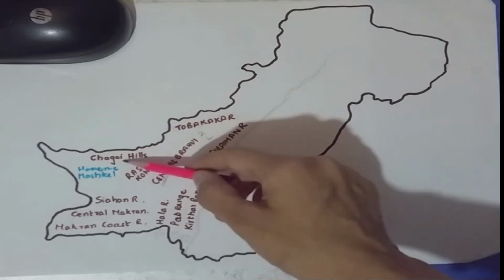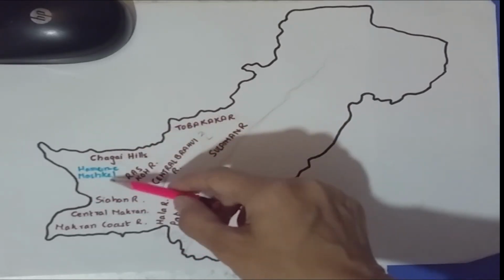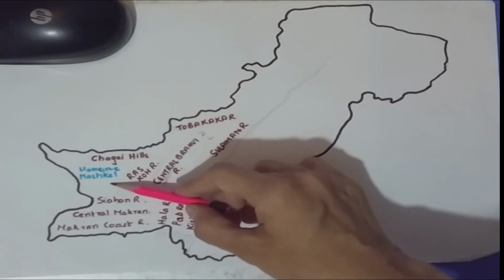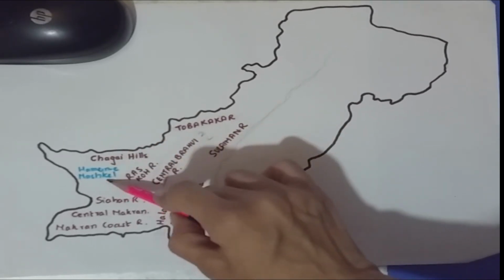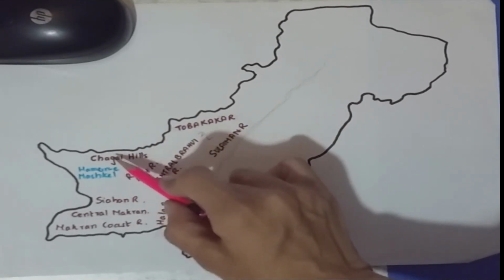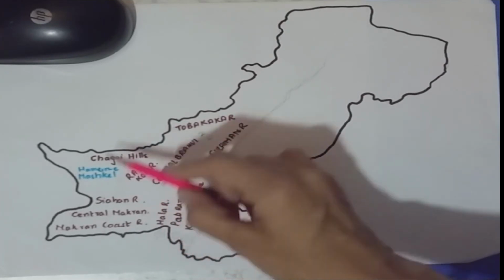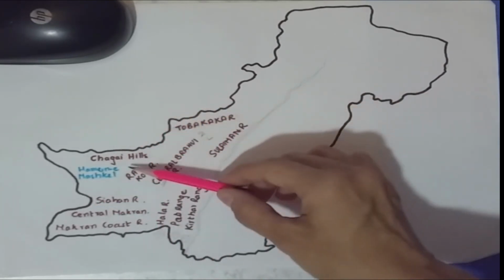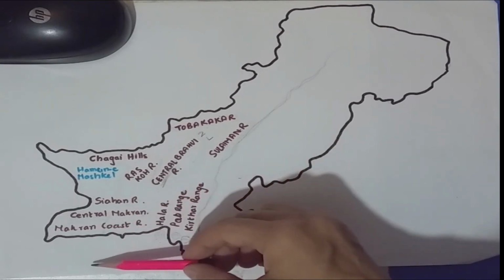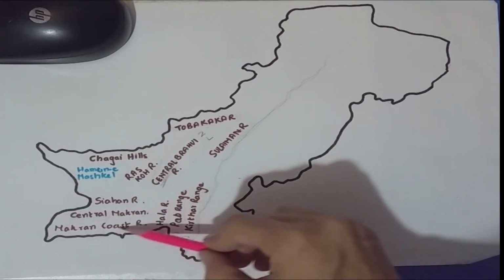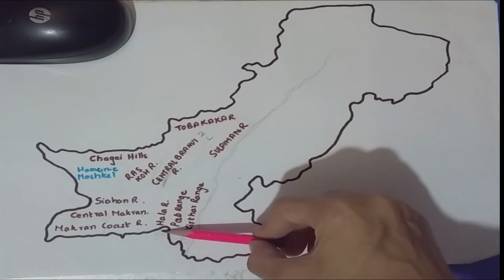I have located that as well. So in case that gets asked, you should know that Hamun-e-Mashkel, which is the largest Hamun in Pakistan, is situated underneath the Chagai Hills. Okay, so this is all clear. Coming down now, we'll start from the south. We know that this is the Makran coast.